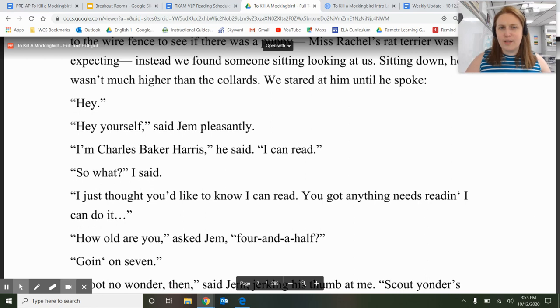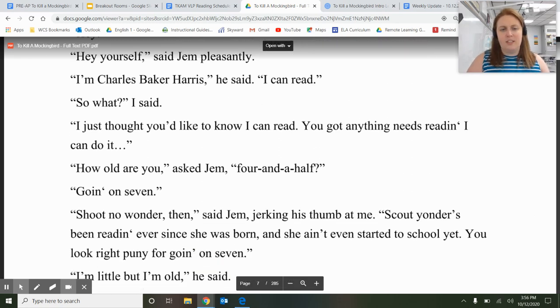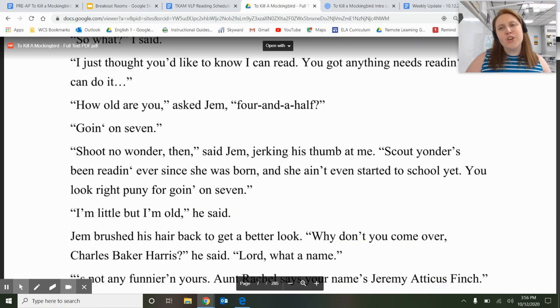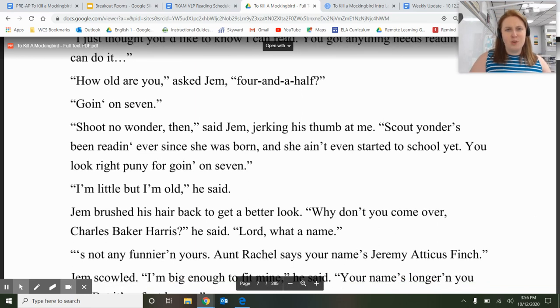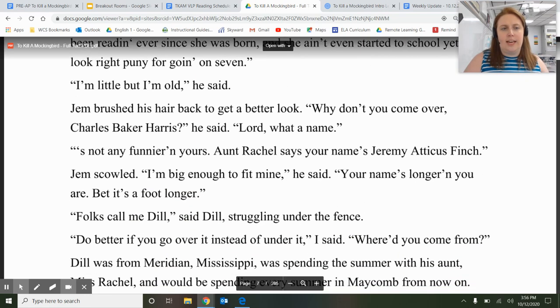"Hey." "Hey yourself," Jim said pleasantly. "I'm Charles Baker Harris, and I can read." "So what?" "So I just thought you'd like to know I can read. If you got anything that needs reading, I can do it. How old are you?" he asked Jim. "Four and a half." "Going on seven." "Shoot, no wonder then," said Jim, jerking his thumb at me. "Scout yonder's been reading ever since she was born, and she ain't even started to school yet. You look right puny for going on seven." "I'm little, but I'm old," he said.